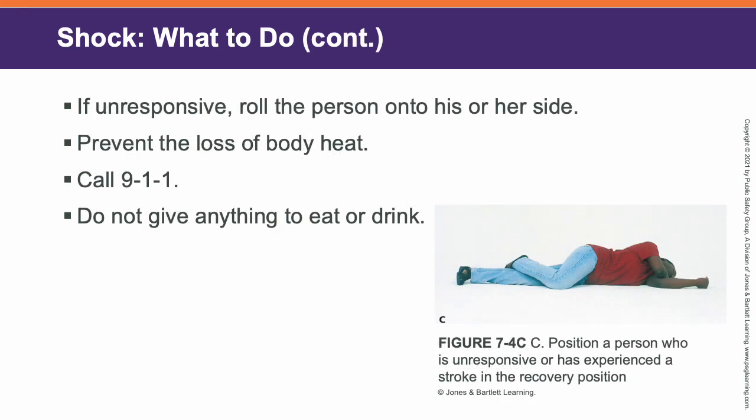Then, if they're unresponsive but they're breathing, we're going to roll them onto their side into the recovery position to prevent them from vomiting or choking on their vomit, right? We also want to prevent loss of body heat. So, this is going to be covering them with a blanket, because blood plays a huge role in regulating body temperature. We want to prevent them from lowering their body temperature too much. We're going to call 911.